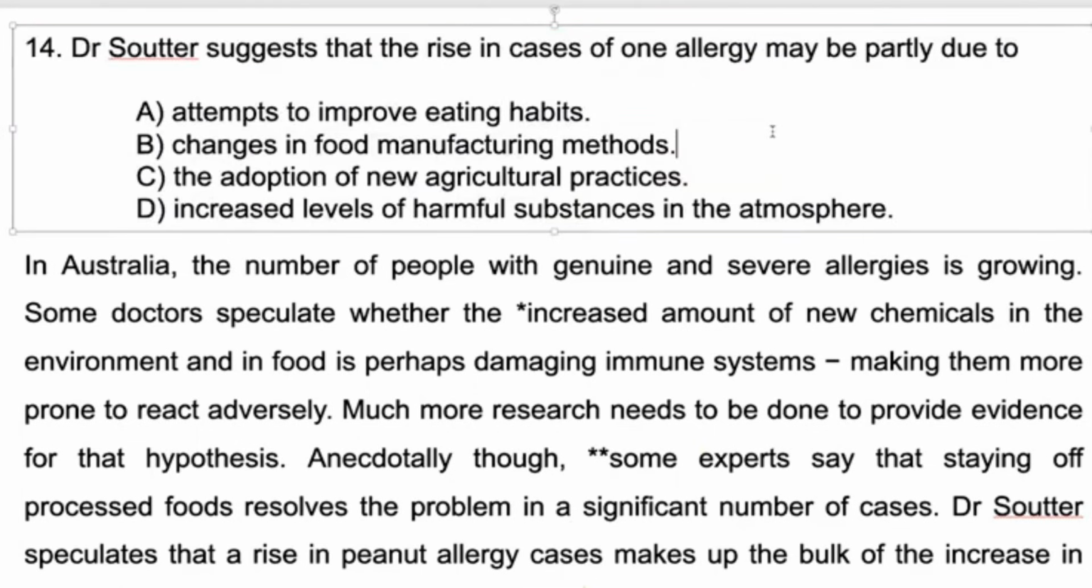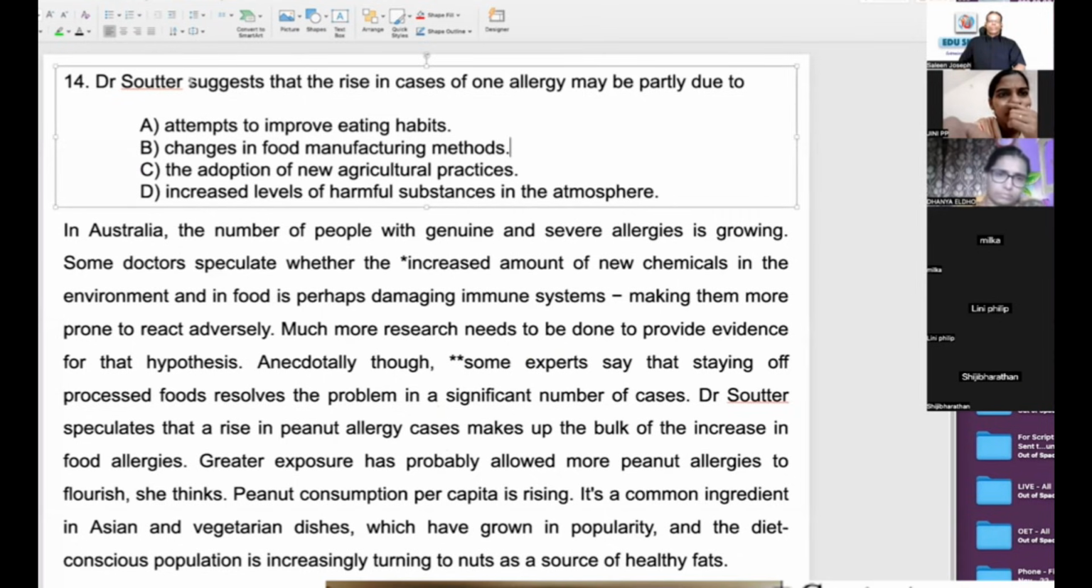14. Dr. Suter suggests that the rise in cases of one allergy may be partly due to A. Attempts to improve eating habits, B. Changes in food manufacturing methods, C. The adoption of new agricultural practices, D. Increased levels of harmful substances in the atmosphere. Now you know this is an opinion-based question because the word suggest is there.